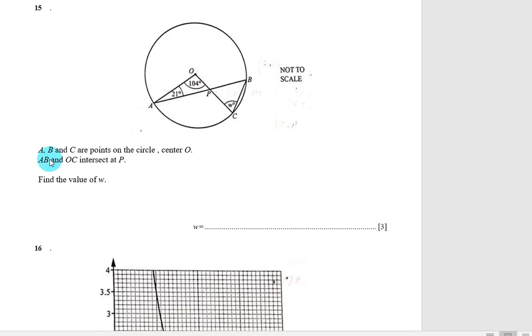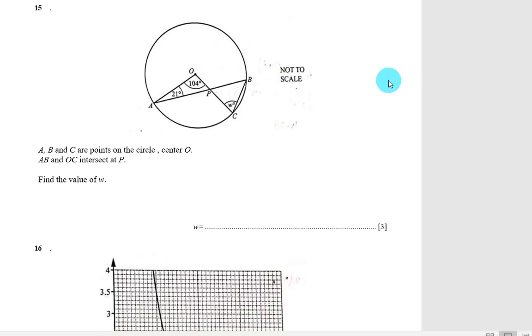This is a circle, and A, B, and C are points on the circle. The center of the circle is O. AB and OC intersect at B. Find the value of W. So we need the value of this angle.